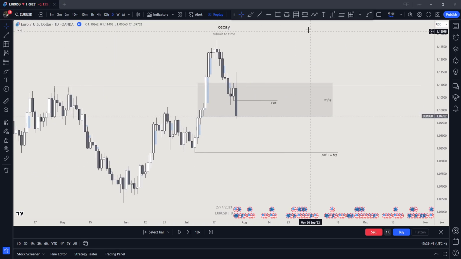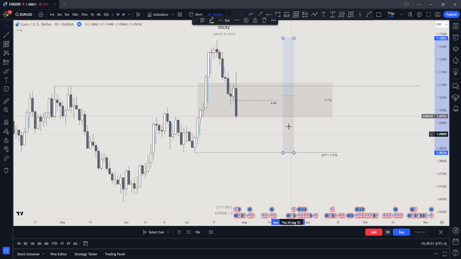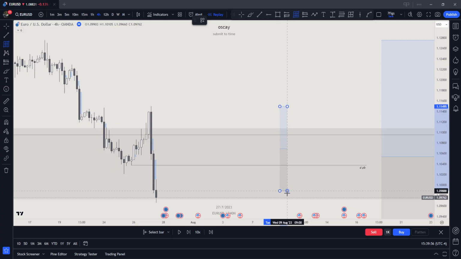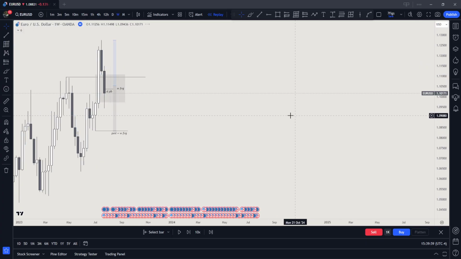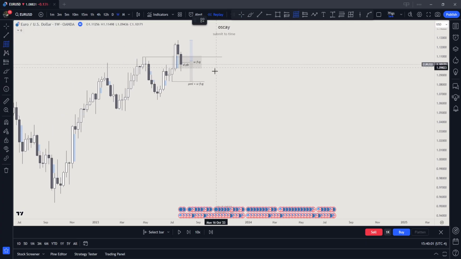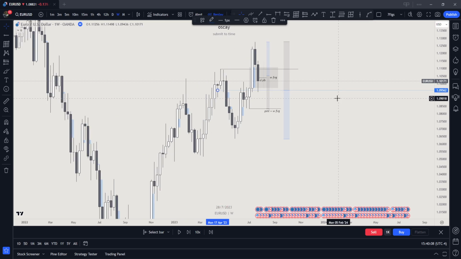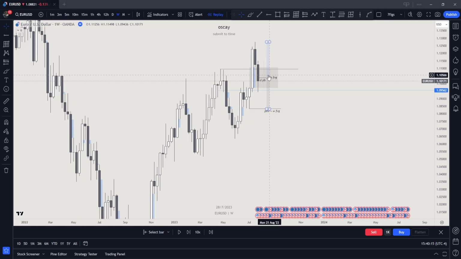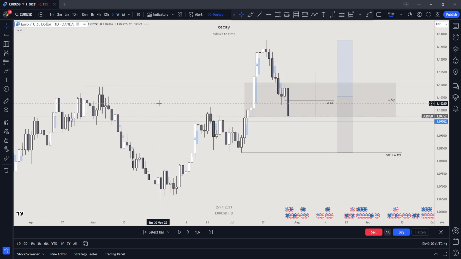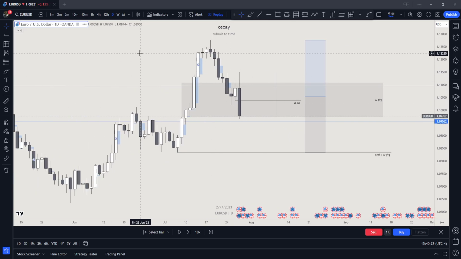So I'm identifying my ranges. This right here is the daily range. This right here is the H4 range. And the weekly range is this right here. I'm going to mark out this as the weekly discount. So we tapped weekly discount, came back up. How we react at weekly discount will determine if we are going down or up this week.